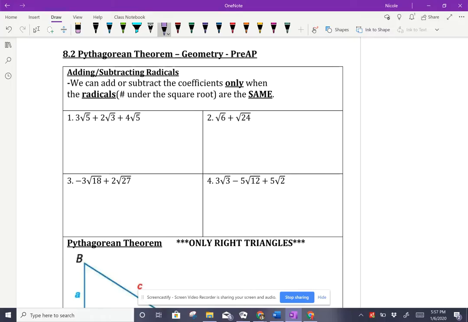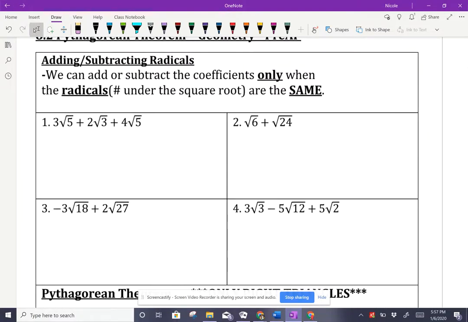So when we add or subtract radicals, again, adding or subtracting things with a square root, you can only add or subtract the coefficients. This is the number in front of your square root when the radicals, or the number underneath the square root, are the same. So if I look at my first example here, I have 3 square root of 5 plus 2 square root of 3. These 5 and 3 are not the same number, so I cannot add these two together at all.